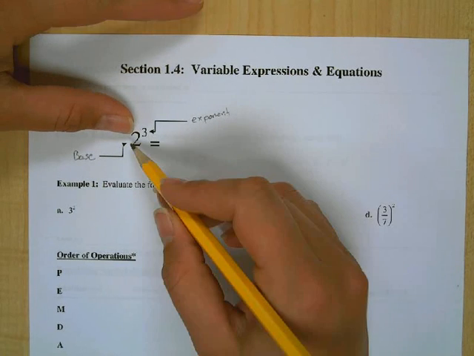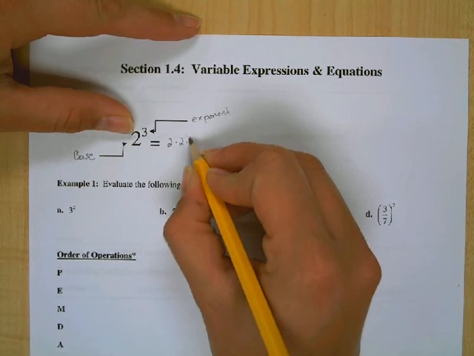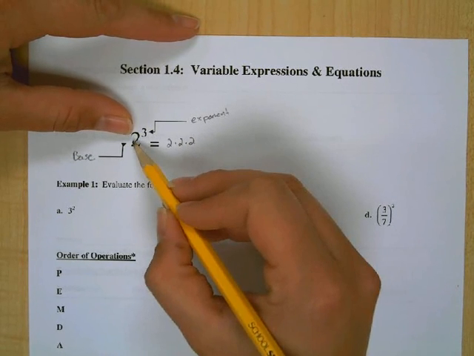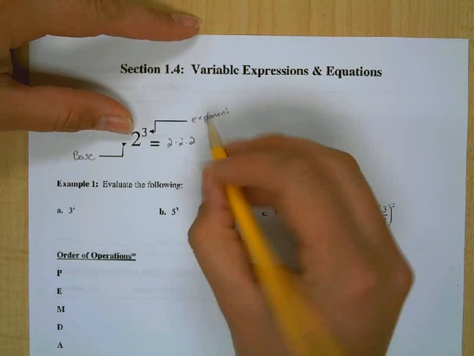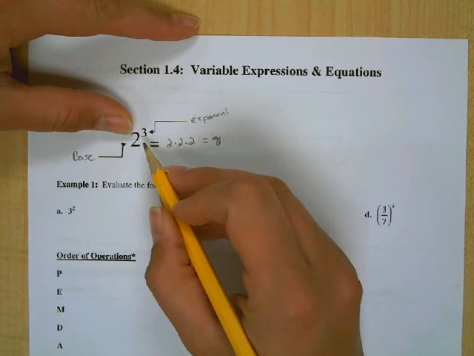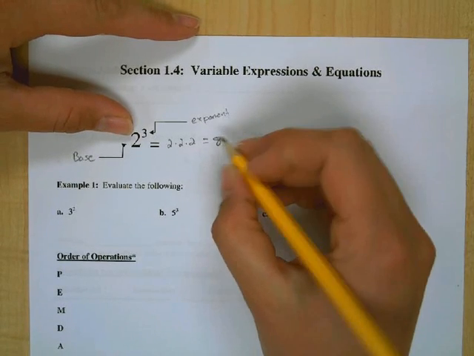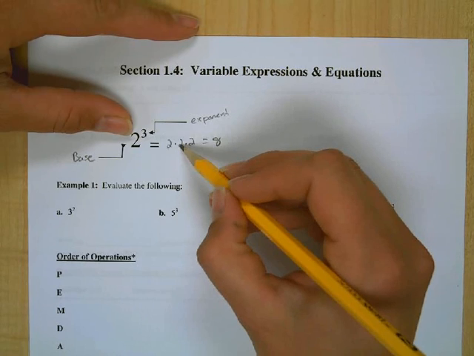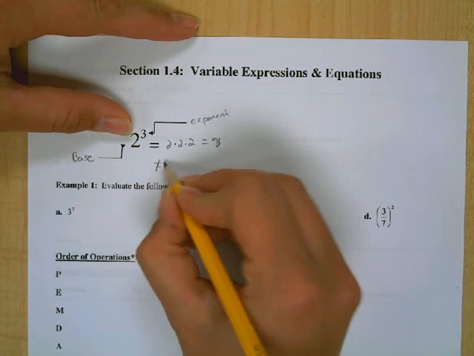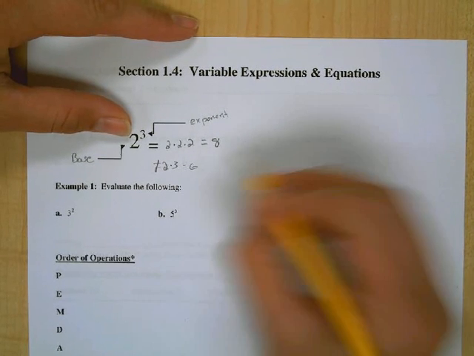Now what this means, 2 to the third power, means 2 times 2 times 2. The exponent tells us how many times we're multiplying the base by itself. So 2 times 2 times 2, which is 8. Does not mean 2 times 3. Please don't do that. If they wanted 2 times 3, they'd write 2 times 3. This is 2 to the third power, which is 2 times 2 times 2, which is 8, not equal to 2 times 3. So please keep that in mind when you're going through these.